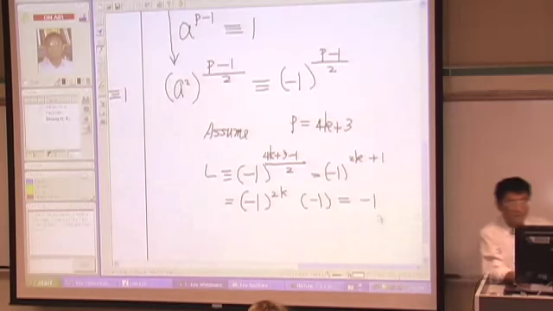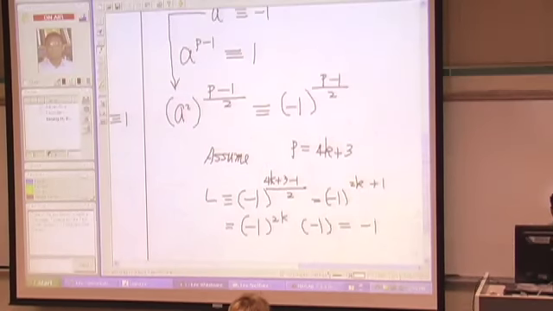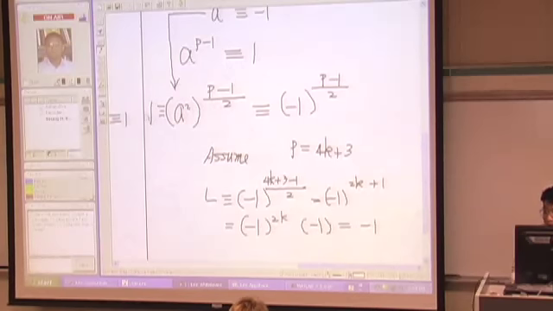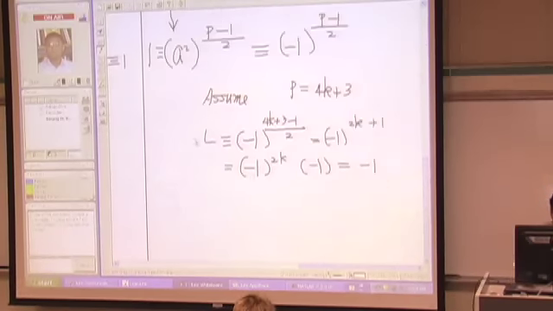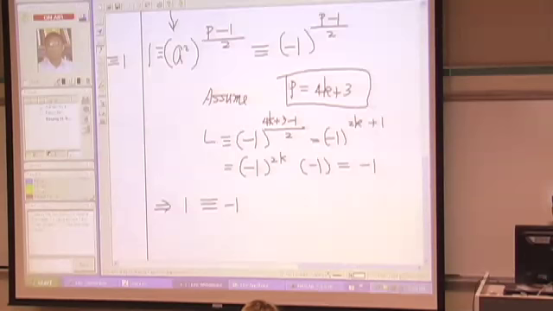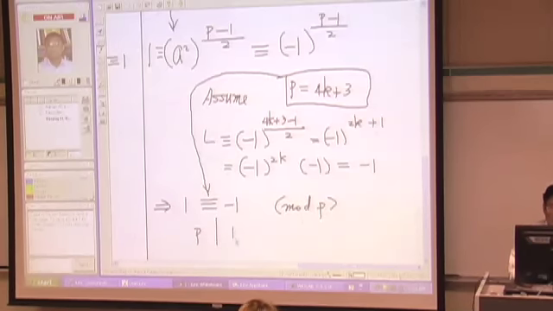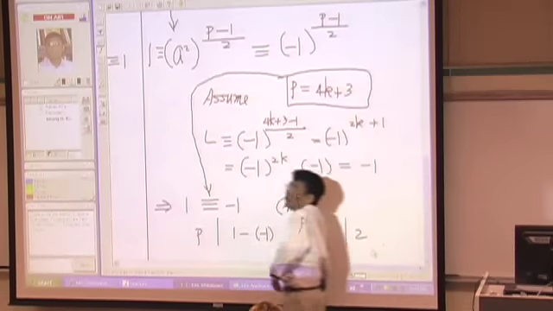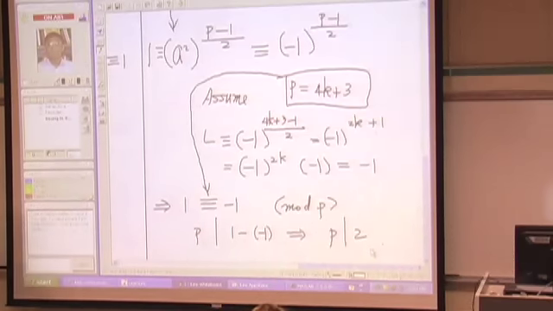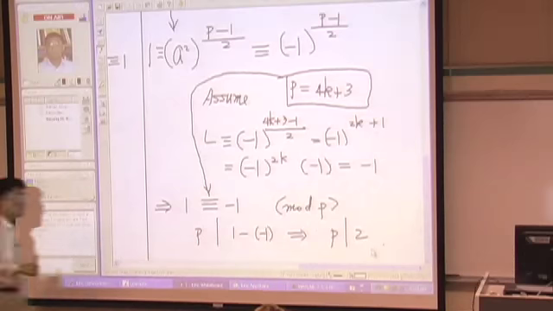Then what happens? If this negative 1 is the right side, then by Fermat's fact, this is congruent to what? 1. Do you get it? So 1 is congruent to negative 1 under this assumption, so 1 is congruent to negative 1 mod P. What does this mean? It means P divides the difference. Can this happen? P is an odd prime. Can this happen? So a contradiction, right? A contradiction.